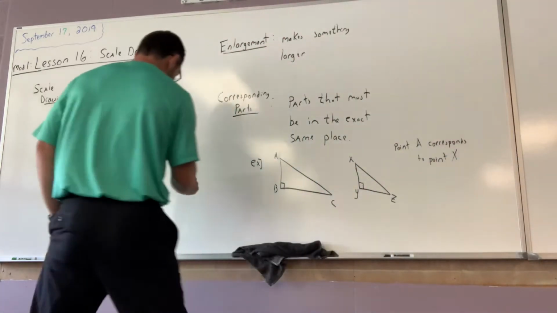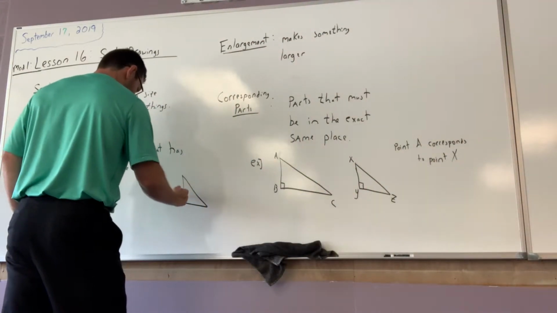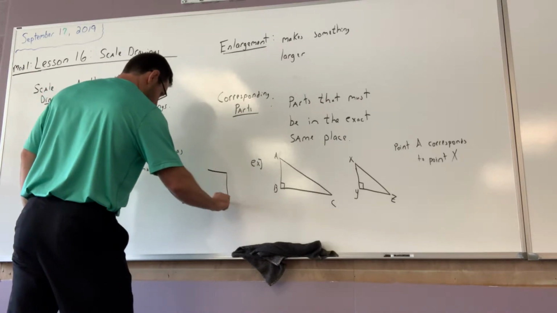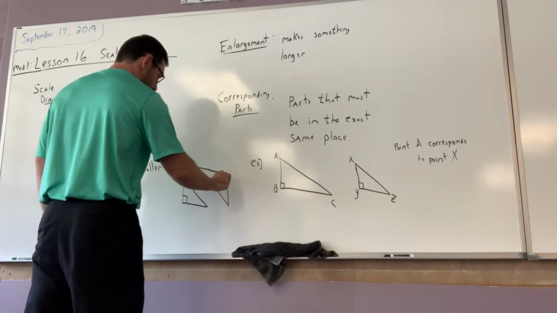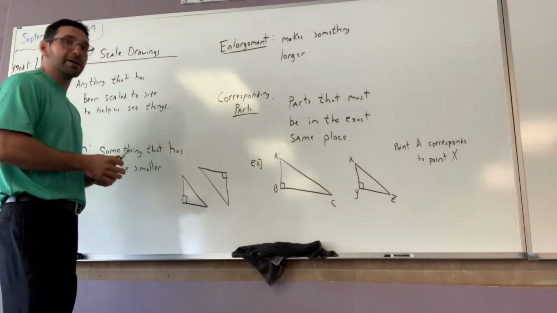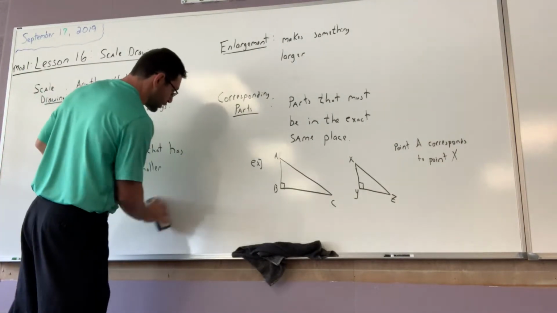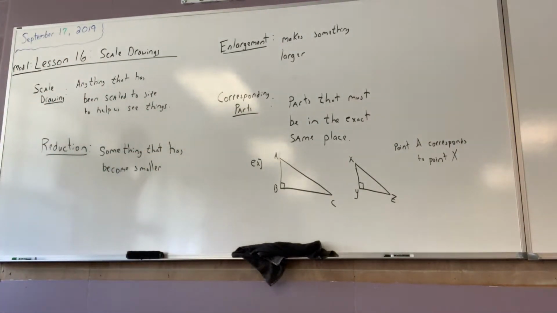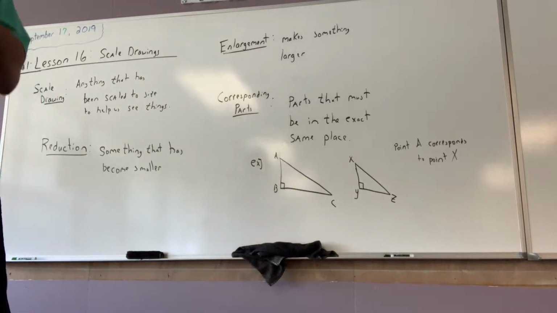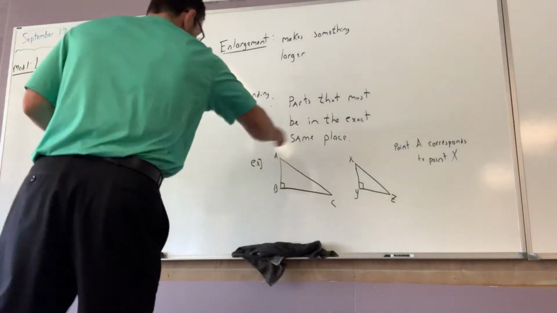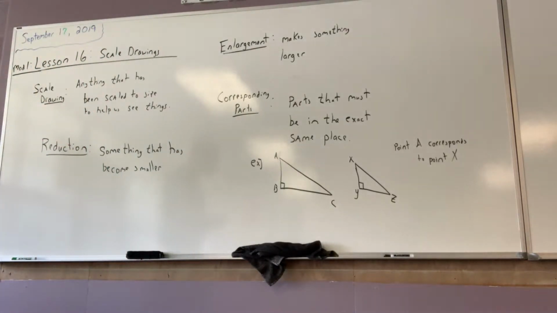Sometimes you might get something that looks like this though. So you might get this guy, and then you might get this guy. And you're going to say, okay, how do I turn it to make it the right way? So you might have to manipulate these figures. Manipulate means moving them a little bit in order to find what corresponds to what. So these are our basic definitions for this lesson. Scale drawing: something that has been scaled down or changed in size in order for us to see better, either getting smaller, which is a reduction, or getting bigger, which is an enlargement. Corresponding parts: parts that must be in the exact same place and correspond to each other. Nice and basic.